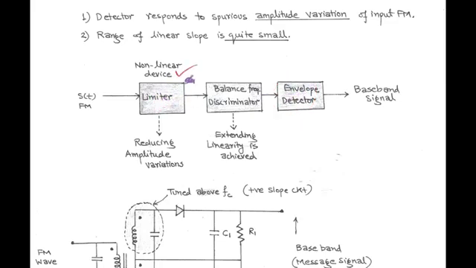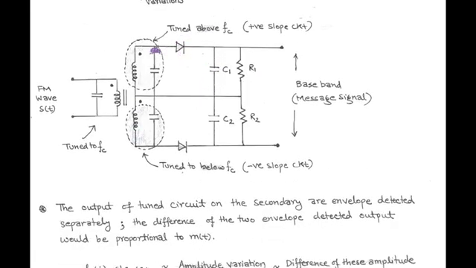Here, the limiter is a nonlinear device that reduces the amplitude variations, while the balanced frequency discriminator extends the range of linearity of the slope detector. This modified circuit is shown in figure. In this, there are three tuned circuits. First, at the input side of the transformer, that is tuned to carrier frequency, and the other two are at the output of the transformer. At the secondary side of the transformer, the upper tuned circuit is called the positive slope circuit and is tuned above carrier frequency, while the lower tuned circuit is called the negative slope circuit and is tuned below carrier frequency. And because of this tuning arrangement, we call it a balanced frequency discriminator.